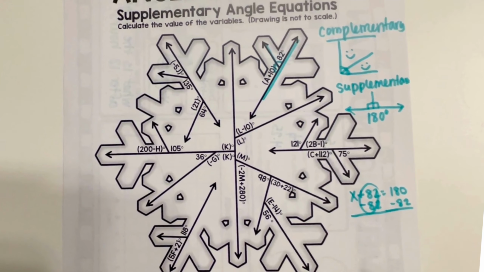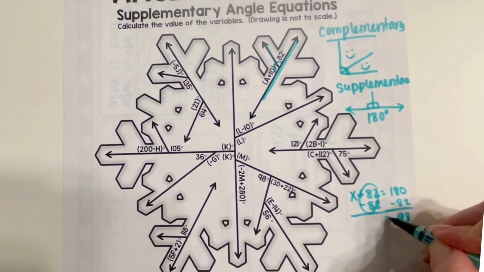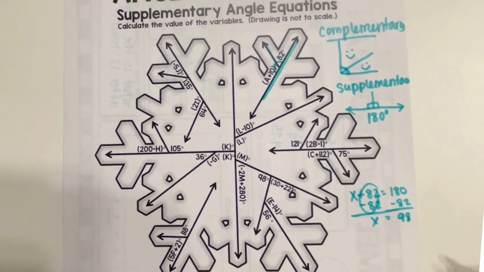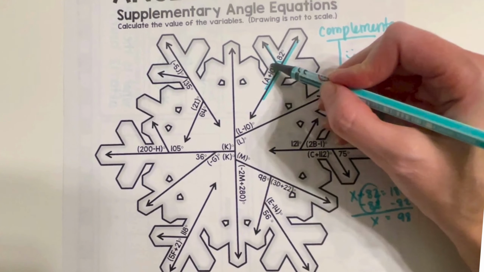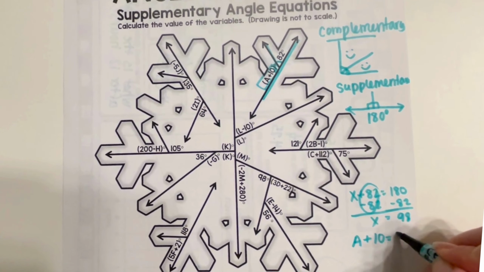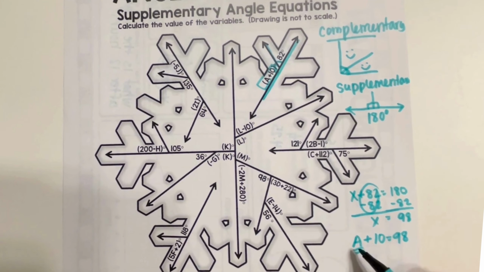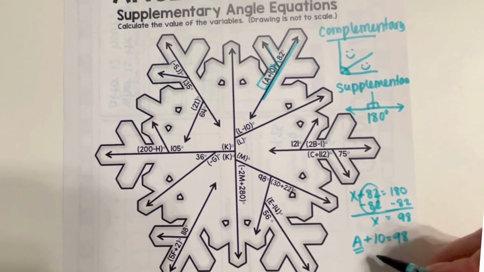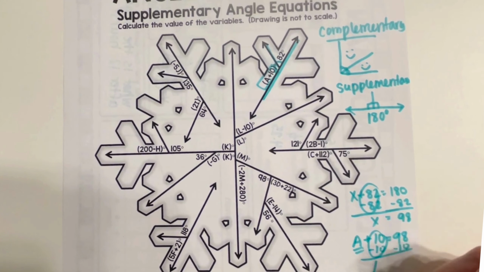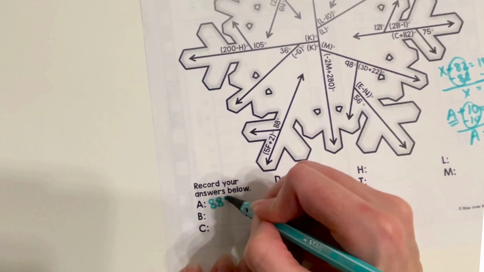Okay, so if we subtract these here, we will get 98. So x equals 98. However, we have this other equation here, a plus 10 equals 98. So now we have to solve for a. We can figure out what number plus 10 is 98, or we can minus 10 from both sides. So a would be 88. So down here on the bottom, I'm going to say 88 degrees.